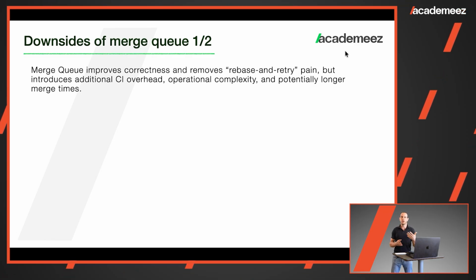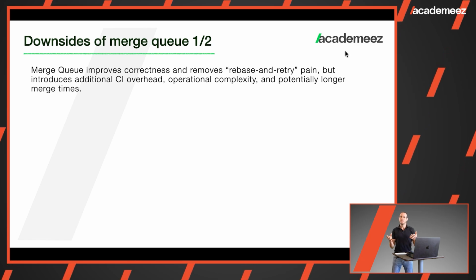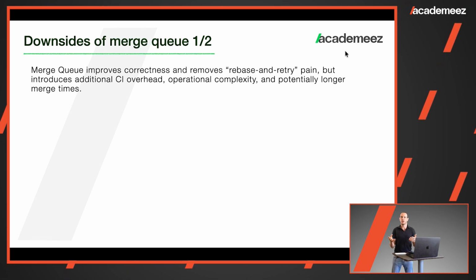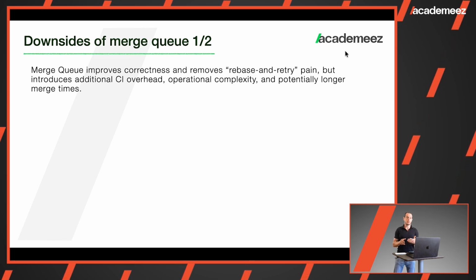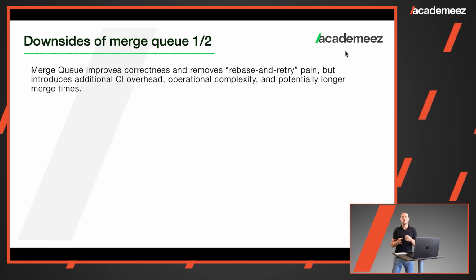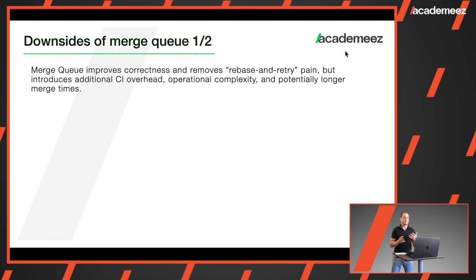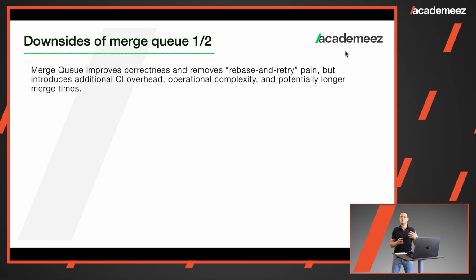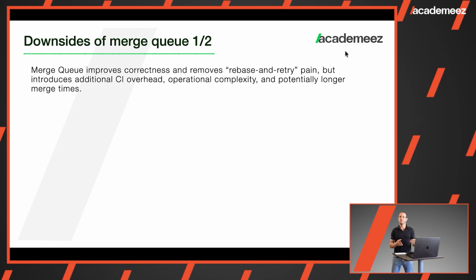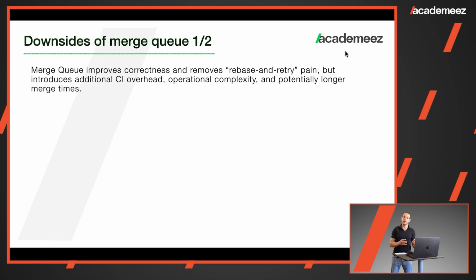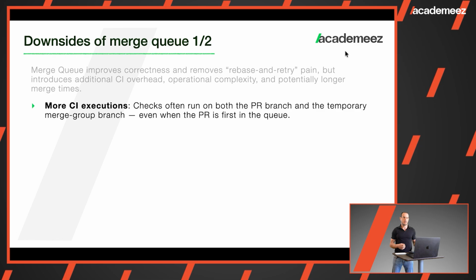We talked about a really great benefit of the merge queue: that I can keep my pull request checks in sync with the latest main, or the latest PRs that are going to be pushed before me on main. This is a great benefit, but a merge queue does introduce additional CI overhead and operational complexity, which means: how do I detect the errors in the merge queue, debug them, and potentially longer merge time. Often, in a large queue, you'll have to wait your turn, and sometimes quite a while. So let's go over a list of those downsides of using a merge queue.